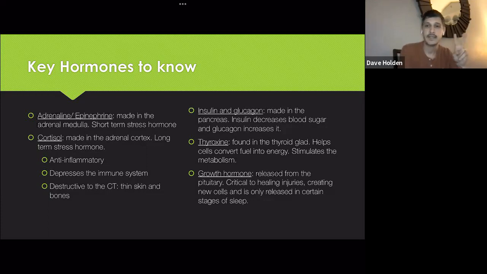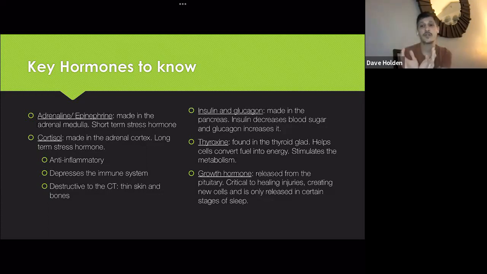Cortisol, the second of the stress hormones, is made in the adrenal cortex, so a different place. This is the long-term stress hormone. This is the one that is continuously released when we live super stressful lives. We've got crazy bosses. I drive in a lot of traffic. I've been living through a pandemic for 18 months now.